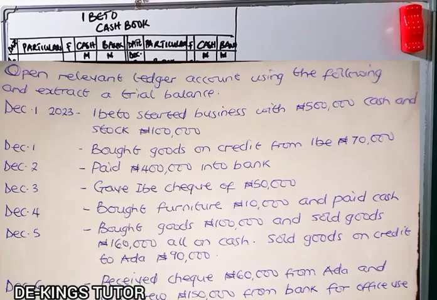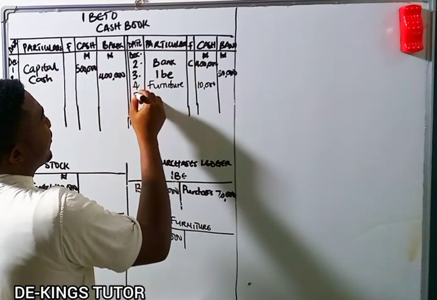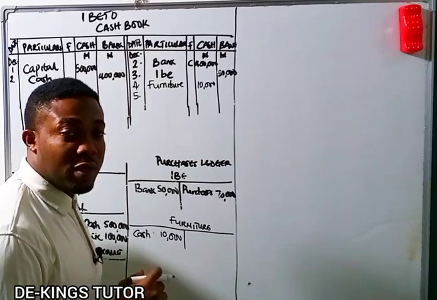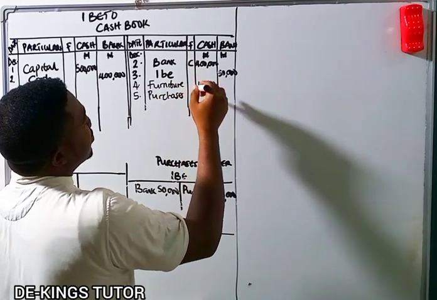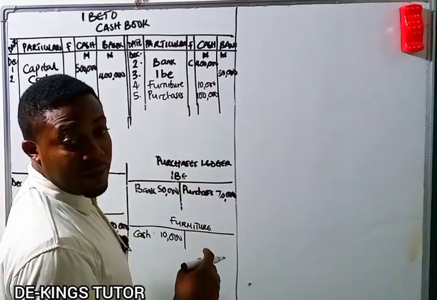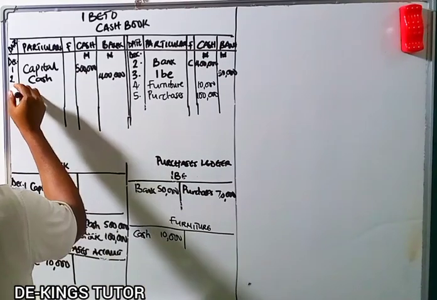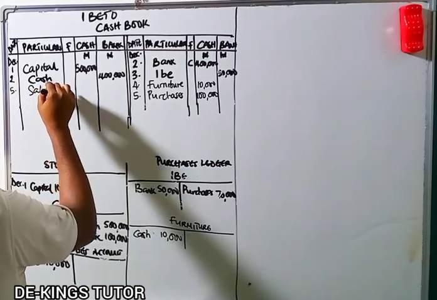Okay, so the next one said December 5, bought goods 100,000 and sold goods 160,000, all on cash. So they say bought goods, which is December 5th, bought goods 100,000. That is purchases. So we have purchases here 100,000. And they also said that same 5th they sold goods. So we are going to have sales.